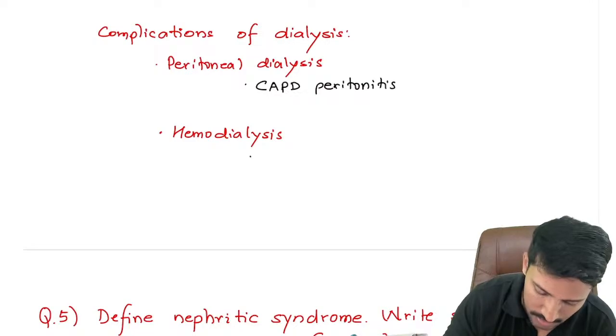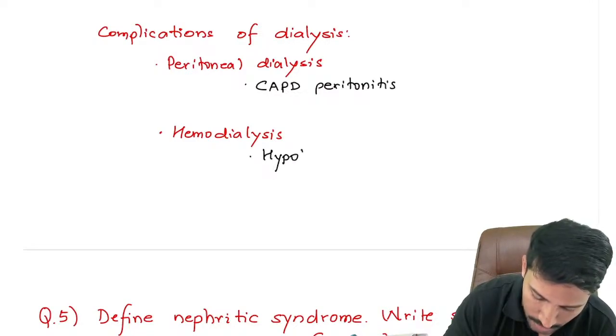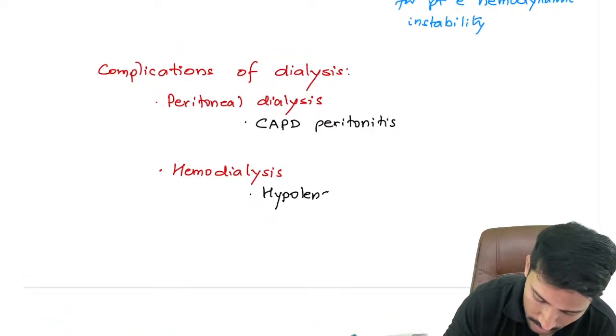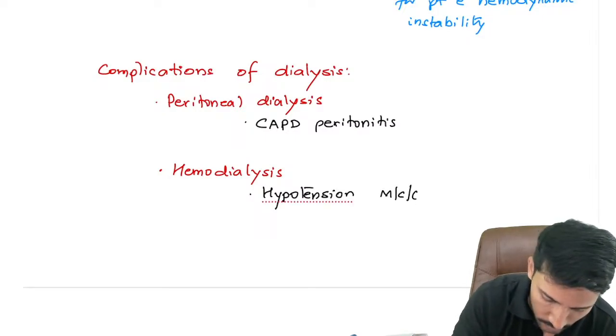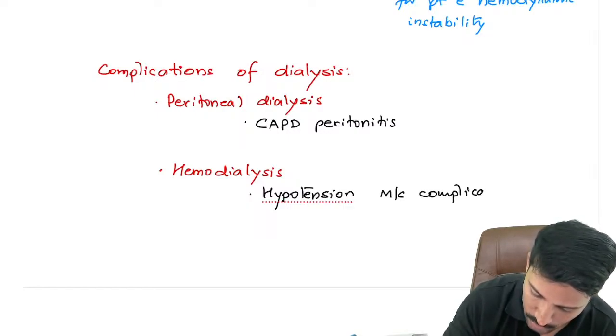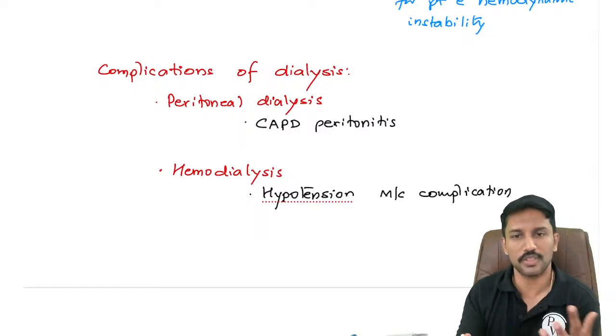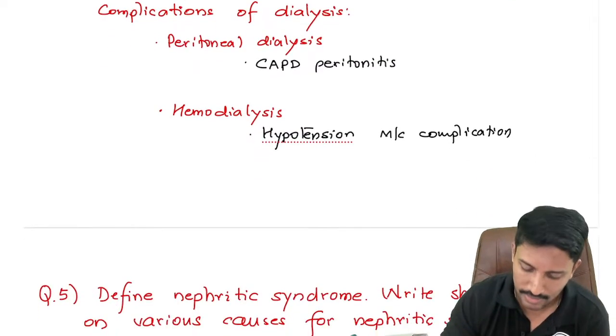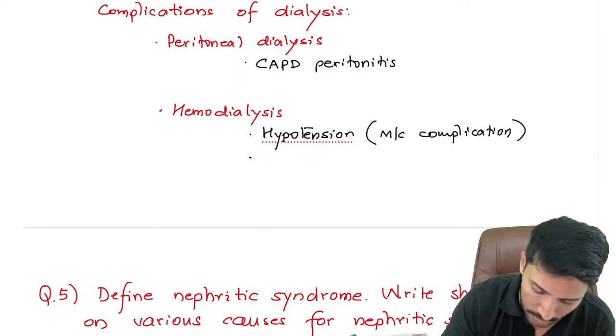Hemodialysis, the main complications are, one, hypotension. Hypotension is the most common complication that we can encounter in these patients. It's the most common complication of hemodialysis, because blood comes out from the body in large volume and goes to the machine. So circulating blood volume is quickly depleted. Okay. What else can it lead to?